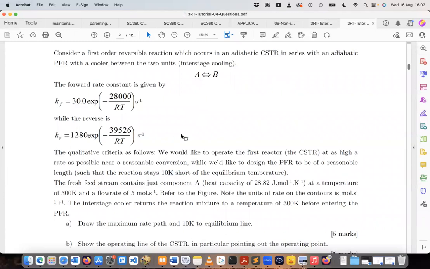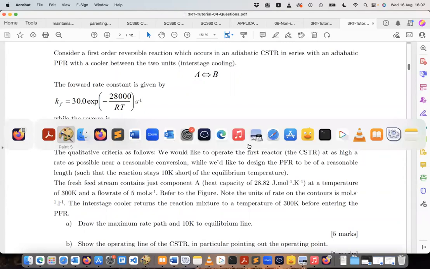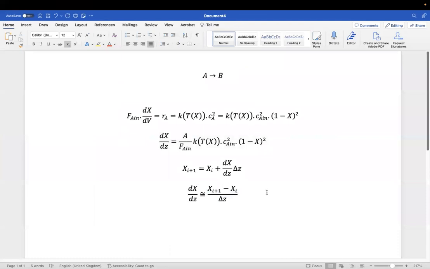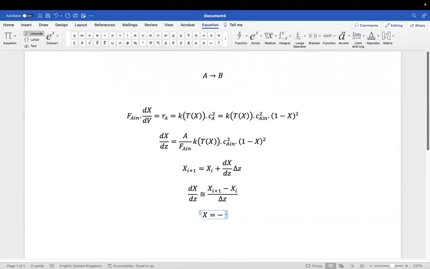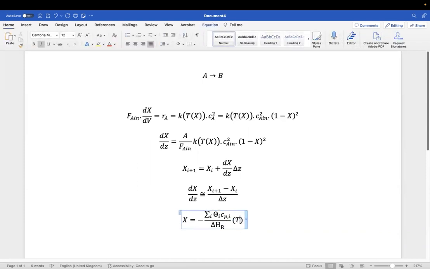Okay, so let's just talk about how to draw our operating line quickly. Of course, our operating line comes from our adiabat. If we're trying to draw using our adiabat, we know the adiabat has this expression: x equals minus the sum over i of capital Theta_i times c_p,i, divided by the heat of reaction, ΔH_R, times (T minus T_in).